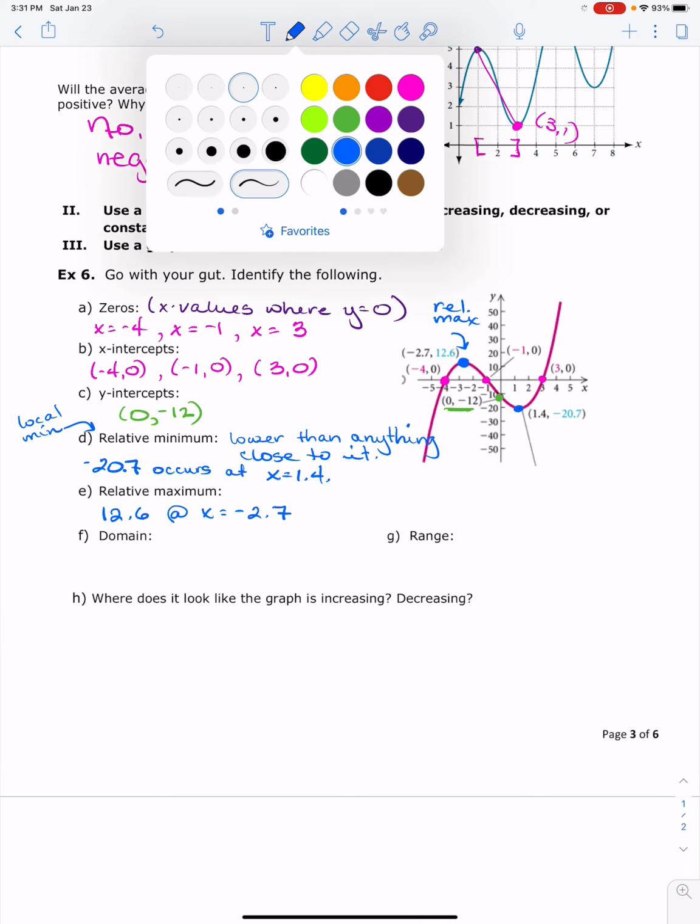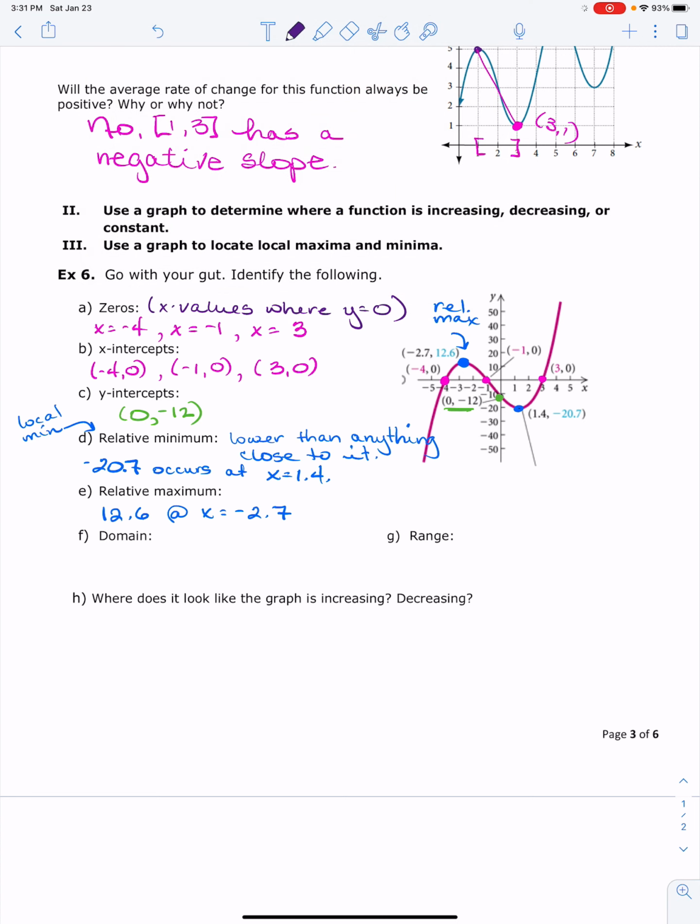Domain is the set of all possible x values. So here, even though we don't have arrows on the end of this, it's a function graph. We also don't have solid points showing that it ends, so we're going to assume we have arrows. Our domain here is going to be all real numbers. And our range, even though we have a max and a min, notice that off here to the right, it shoots up to positive infinity. Off to the left, it shoots to negative infinity. So our range here is also negative infinity to infinity.